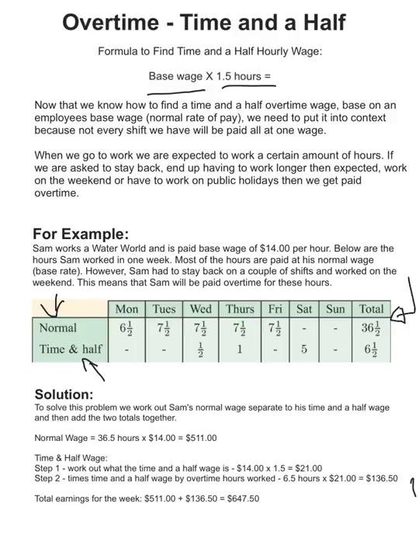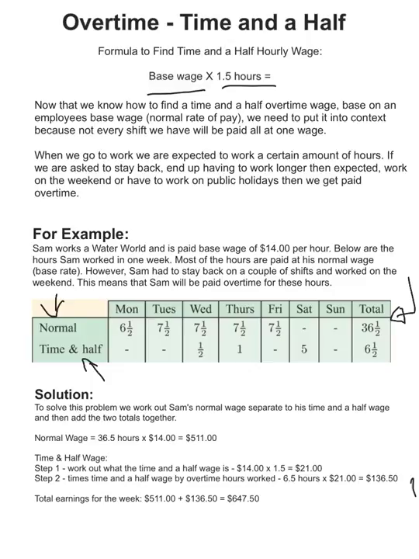So on Monday, he's working 6.5 hours. Tuesday, he's working 7.5 hours. Wednesday, he's working 7.5 hours, but you'll see that he's also worked an extra half an hour at a time and a half. This is the same for Thursday, where Sam's worked 7.5 hours and an extra hour, which is going to be paid at time and a half. Friday, he works 7.5 hours. Saturday is a weekend, and you'll notice that he's not paid at his normal rate for that shift. He's going to be paid at time and a half. And then lucky Sam, he gets Sunday off.